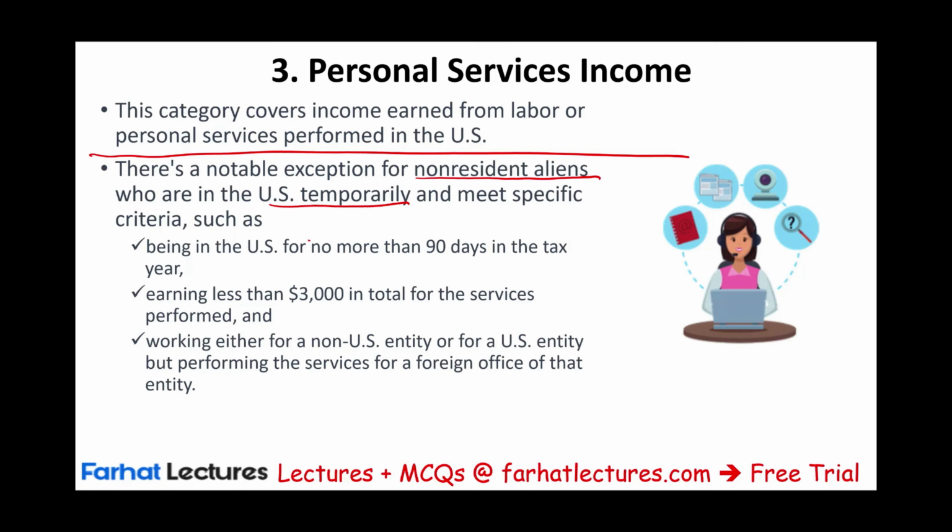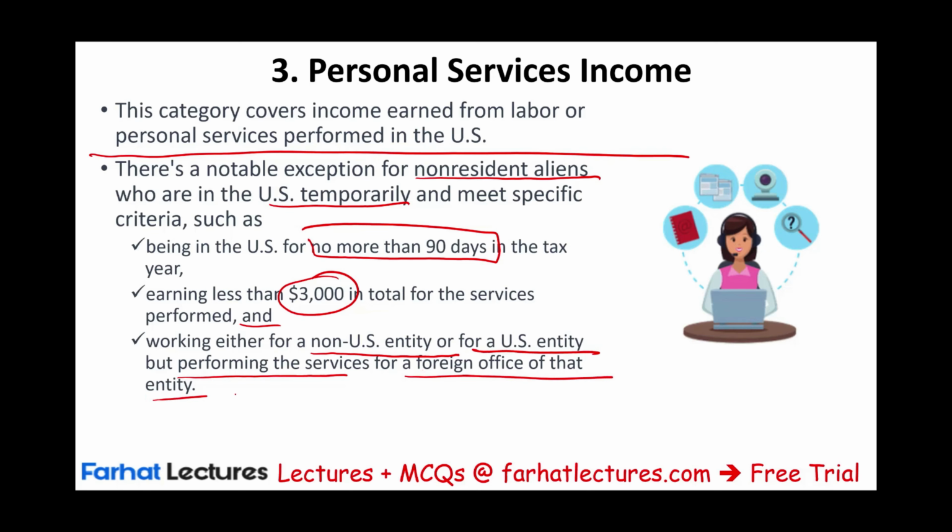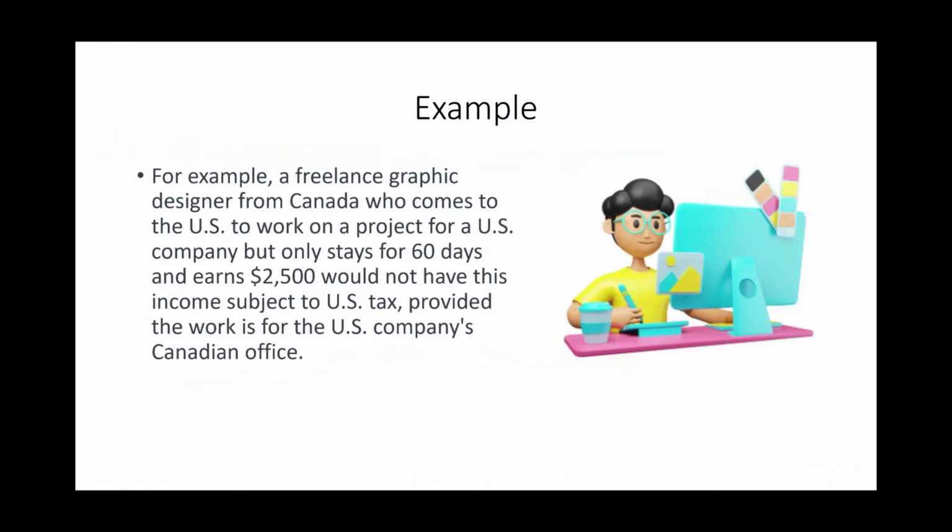You have to be in the US less than 90 days, which is less than a quarter. Within that quarter, earn less than $3,000 for services performed, and work either for a non-US entity or for a US entity but perform services for a foreign office of that entity. What does that mean? Let's assume it's a Canadian company. They send you here to work in their branch in the US, but it's a Canadian company. So you're here less than a quarter, earn less than $3,000.